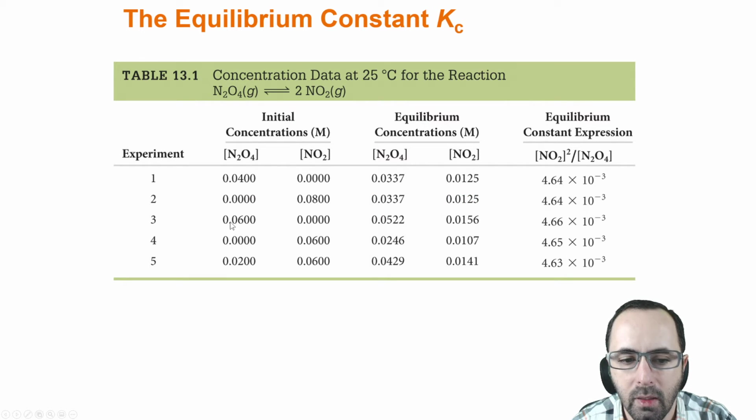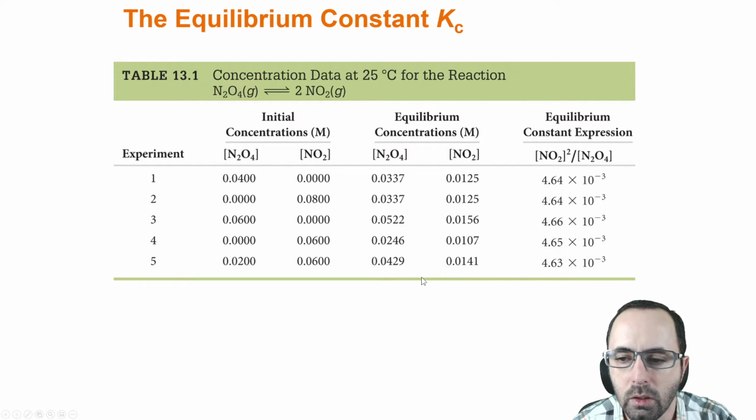In experiment 3, they started with a greater amount of N2O4 than in experiment 1, but no NO2. And these were the concentrations at equilibrium. And then in experiment 4, they started with a smaller amount of NO2 than they did in experiment 2, but also no N2O4, and got these concentrations. And then finally in experiment 5, they started out with some of both, and then let the reaction come to equilibrium and got these concentrations.